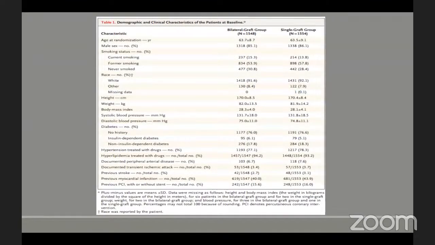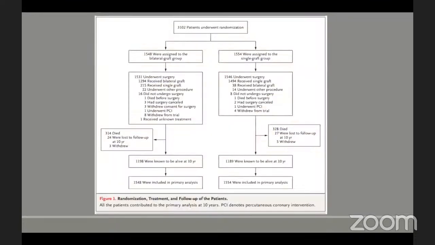This table shows the demographic characteristics of the patient baseline, with a mean age of 63. For both groups, male was the majority. Also, the white race was the majority, and no history of diabetes was also a large number.